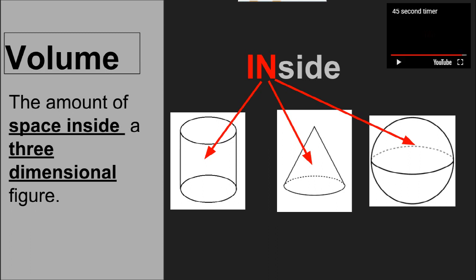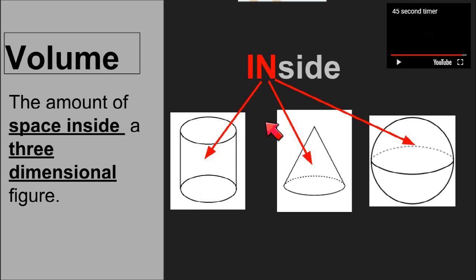All right, so you should have had some time to write this information down. Let's go ahead and go over it. So one more time, everybody say our word, volume. Okay, so volume is the amount of space inside of a three-dimensional figure. So the important thing to remember is that it's inside.